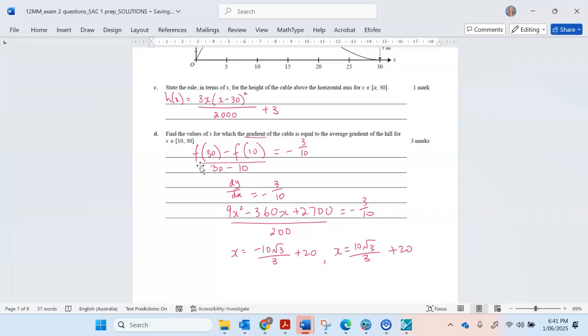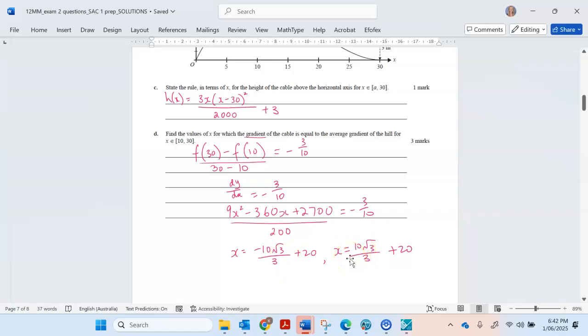It was worth 3 marks and I thought, I need to show a bit of working. So I got my average gradient, negative 3 on 10, that's probably 1 mark. I let my gradient equal negative 3 on 10 and then I just wrote it. I don't know why, probably because I felt like I needed to do something for 3 marks. I feel like this was an easy 3 marks. And then it does say values of x, so we do get 2 values for x.